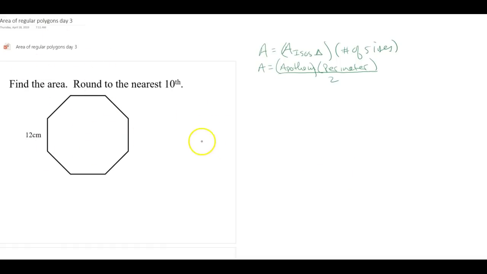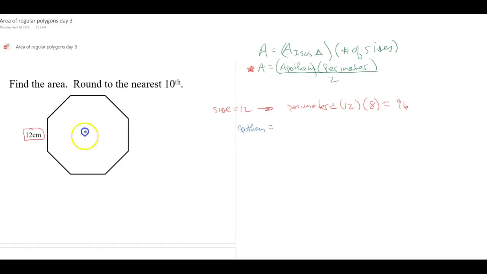In this first example, first identify what you're given: the side length. If the side length is 12, that leads me to find the perimeter right away. I take the side length of 12 and multiply it by 8 sides, and I get a perimeter of 96. So I'm halfway done with the apothem times perimeter. Now all I have to do is find the apothem.